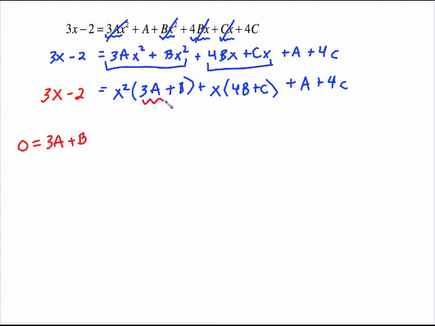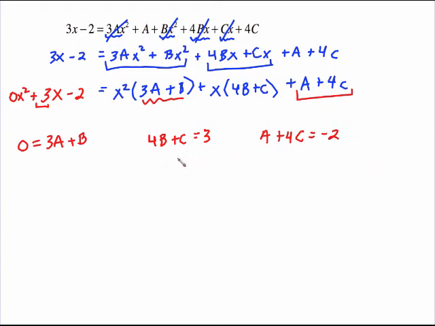This is the coefficient of x squared. The coefficient of x squared over here, if you want to write it, is 0. So that's one equation I'll deal with in a minute. Then over here, the coefficient in front of x is 4B plus C, and it must equal the coefficient over here that's in front of x, which is just 3. This is my constant term, which is A plus 4C, and it equals negative 2. So that's the process of equating coefficients.